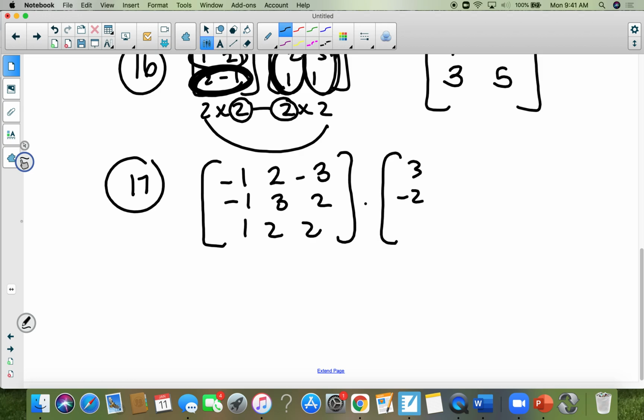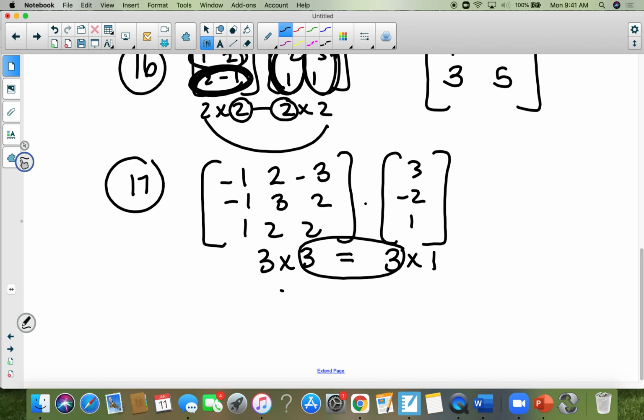By 3, negative 2, and 1. This is a 3 by 3. This is a 3 by 1. You can multiply them together because they are equal, and it's going to make a 3 by 1. And what does a 3 by 1 look like? It looks like this.